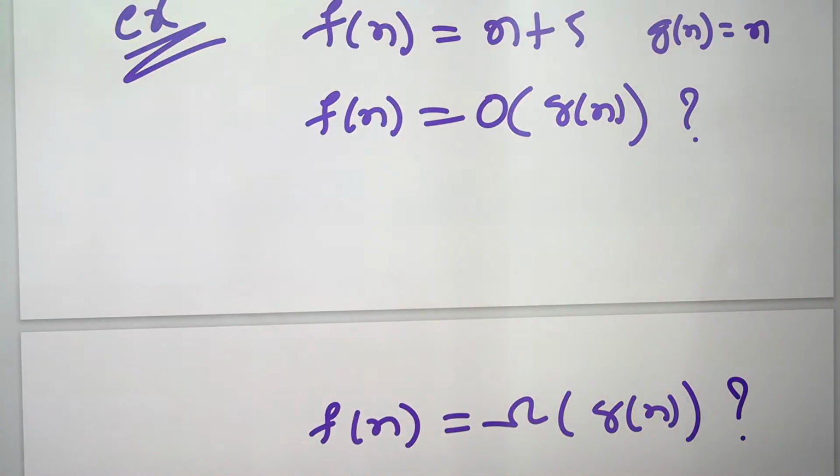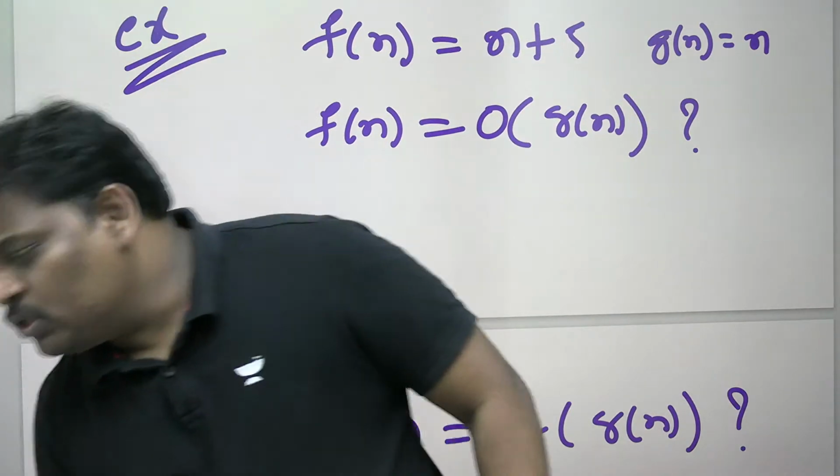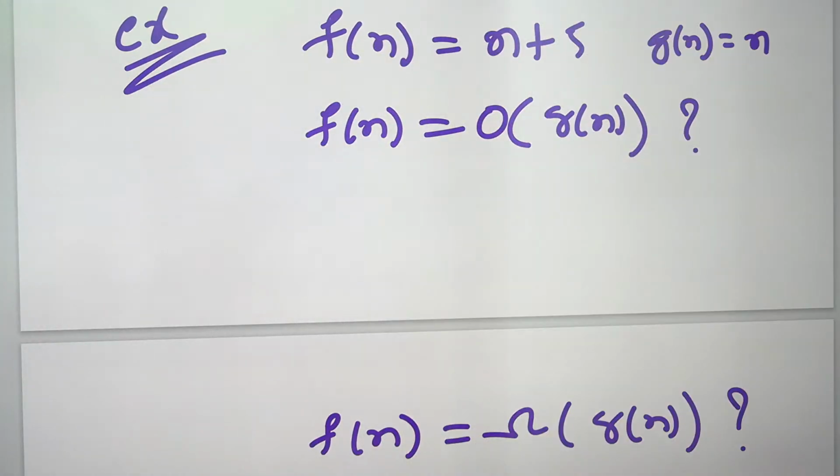F of n is n plus 5, g of n is n. F of n is big O of g of n, is it possible or not? F of n is omega of g of n. In these two, which is possible, which is not possible? I can give the answer directly, but no use.